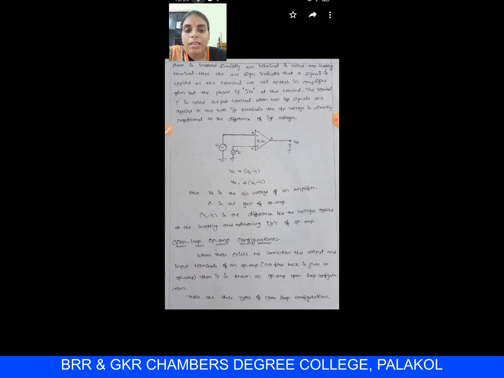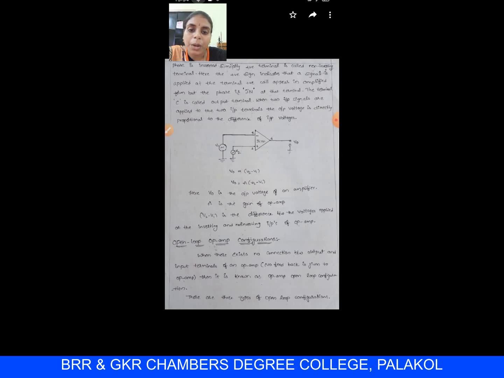Here IC 741 is a general purpose integrated circuit of an op amp. These amplifiers are available in three types: current amplifiers, voltage amplifiers and power amplifiers. Nowadays we use voltage amplifiers. This general purpose voltage amplifier is named IC 741. That's why we use the number IC 741 for the voltage op amp.